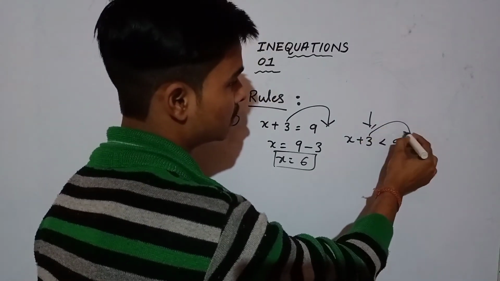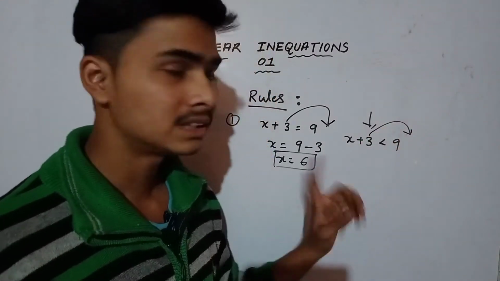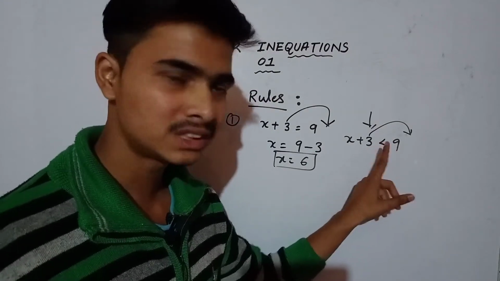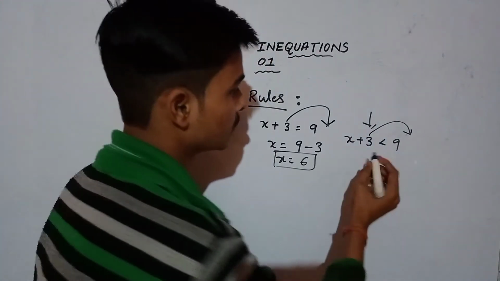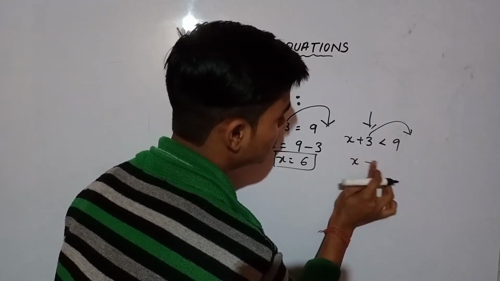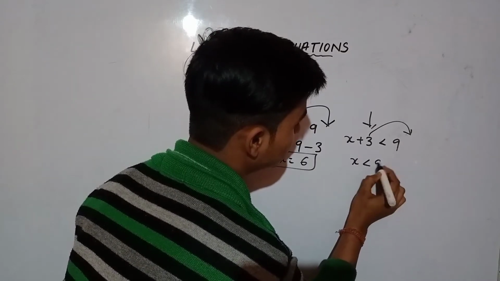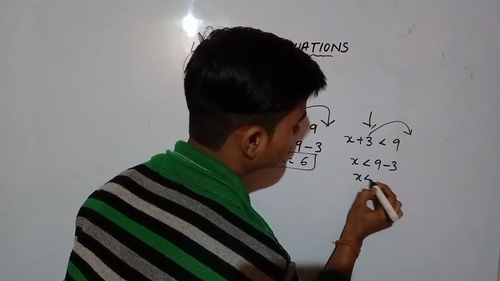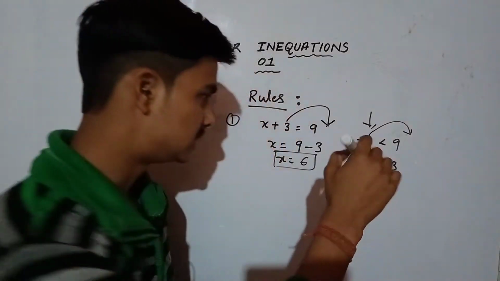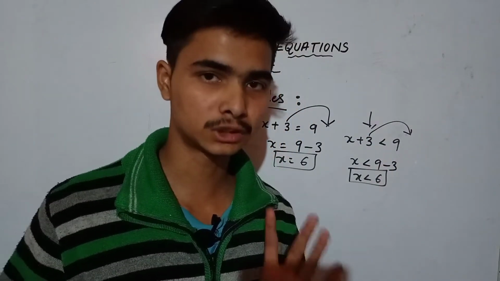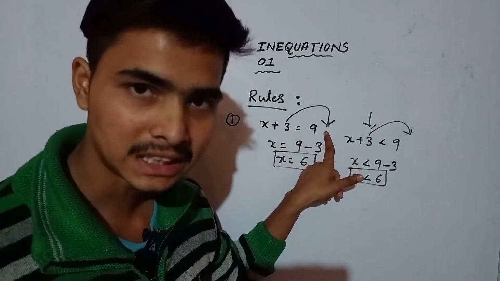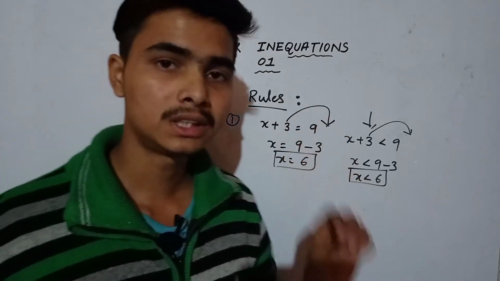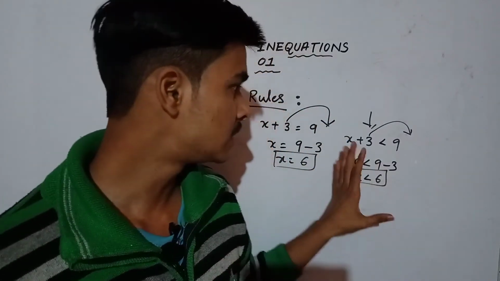If you transfer any number to another side, this is the thing which differentiates both of these. So if we transfer this 3 to that side, the same thing would happen, that x would become less than 9 minus 3, and so x would be less than 6. So this rule is the same for linear inequations also. Now suppose you have a negative number and you transfer this negative number to this side, it will convert into a positive number. The same thing would happen here also, meaning that rule would be the same.